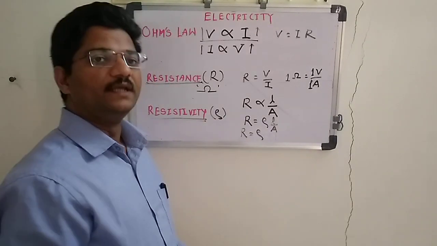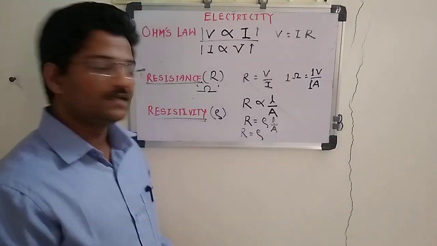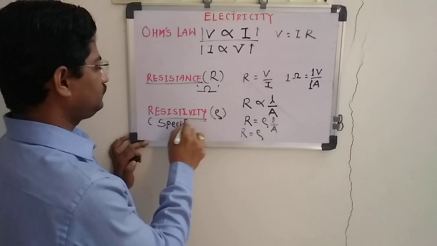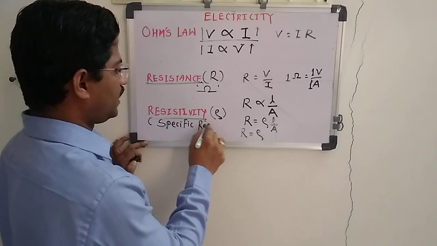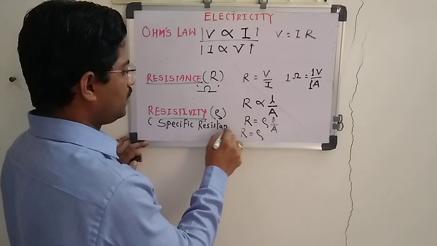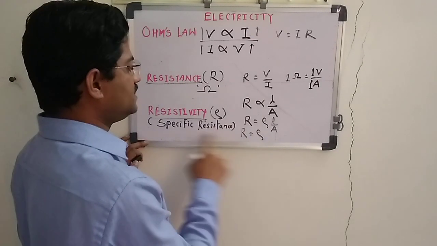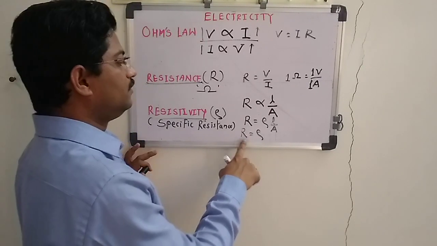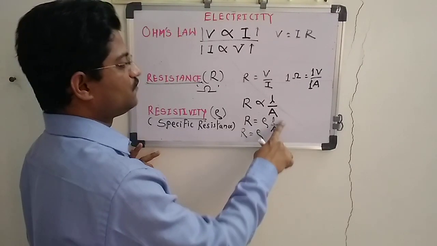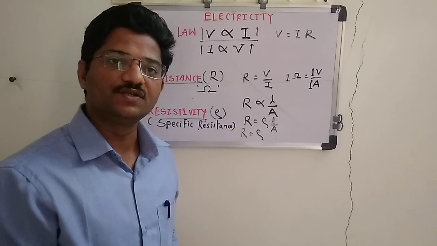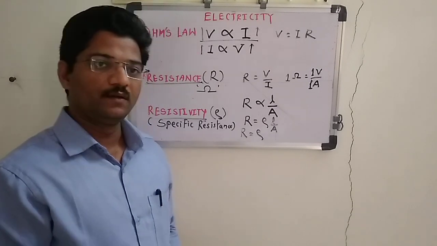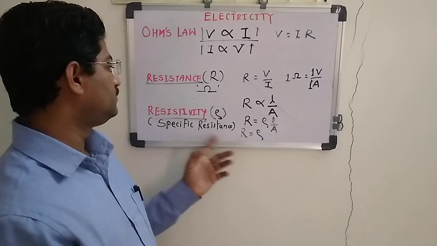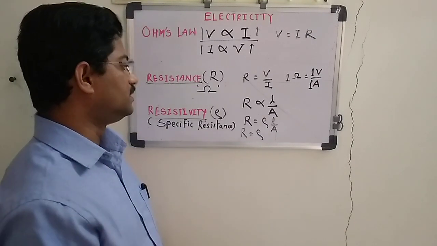That's why resistivity is also called specific resistance. Resistivity is defined as the resistance when the conductor has length 1 meter and area of cross section of 1 meter square. That resistance is called resistivity, and that resistivity is also known as specific resistance.